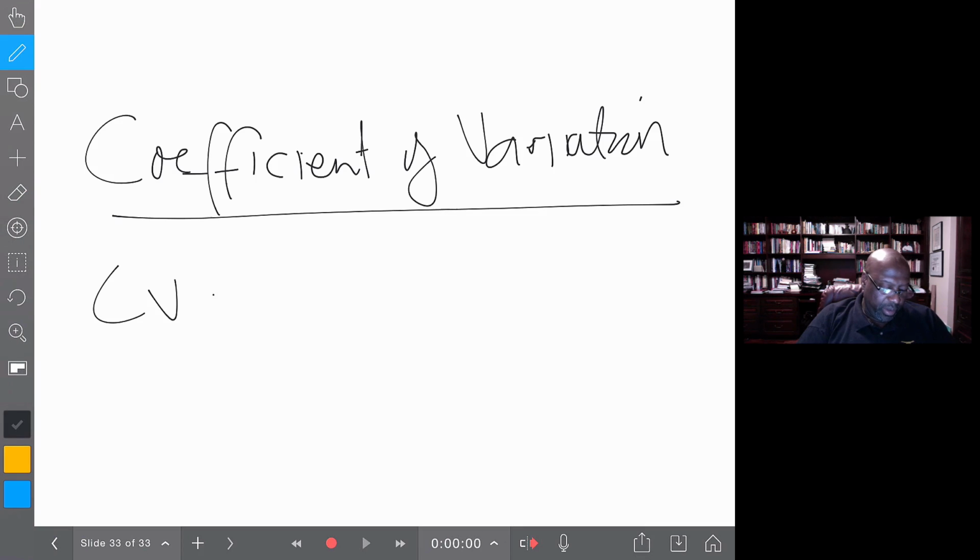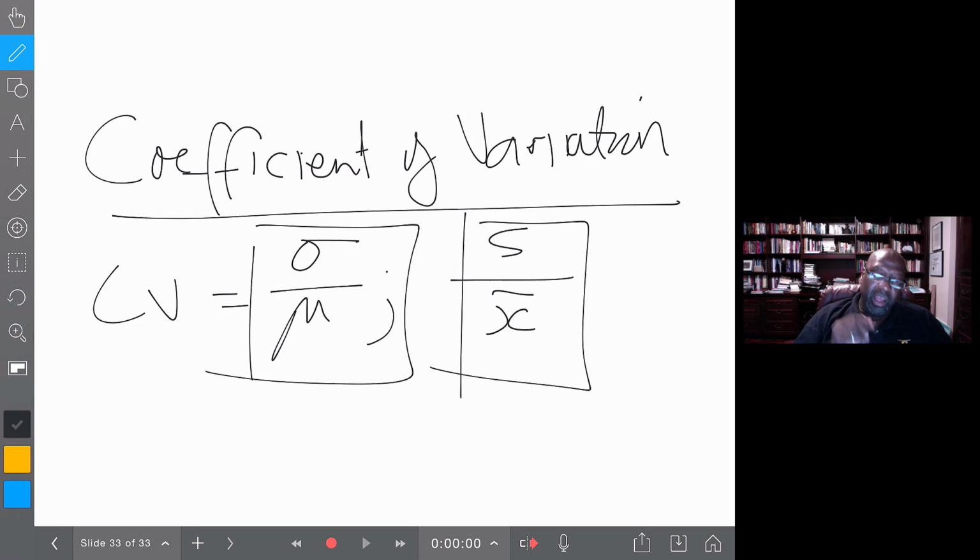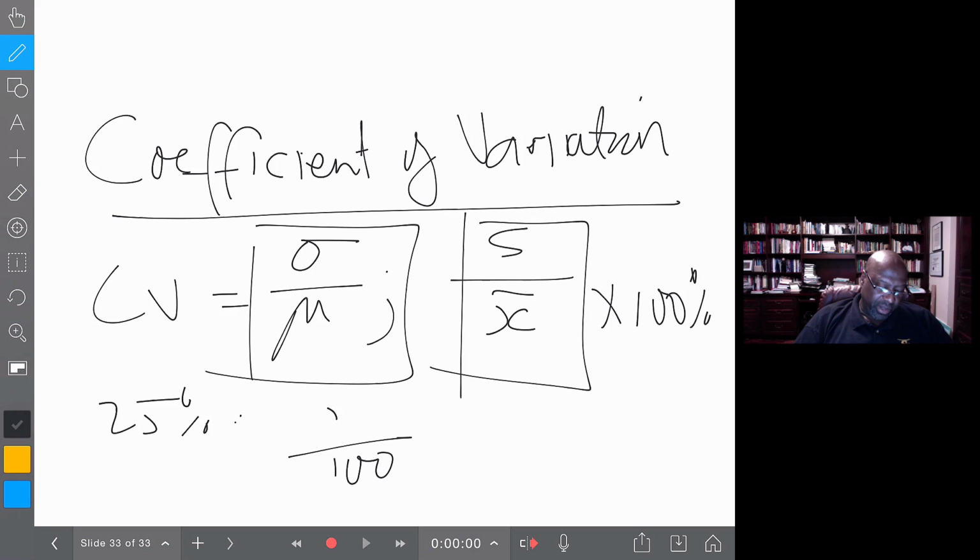So CV is the population standard deviation over population mean. That would be for population coefficient of variation, or sample standard deviation over the sample mean. Some people get those confused. Please don't confuse them. If you're dealing with population, everything has to be population. If you're dealing with sample, everything has to be sample. And we usually express that as a percentage, so we multiply it by 100%. So if we say 25% coefficient of variation, then what we mean is that the standard deviation is 25% of the mean. So if the mean is 100, then the standard deviation is 25.